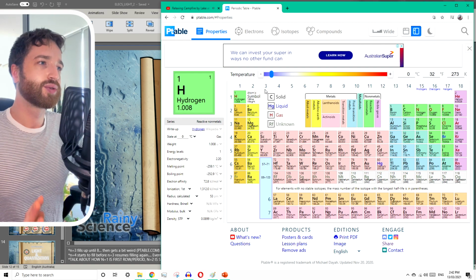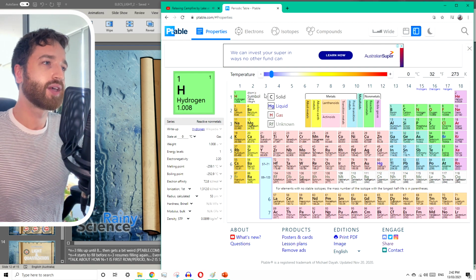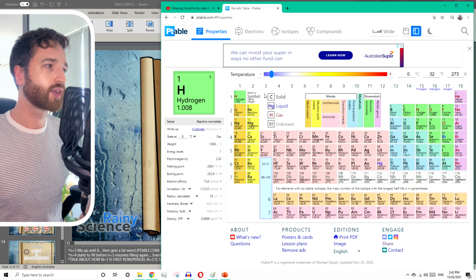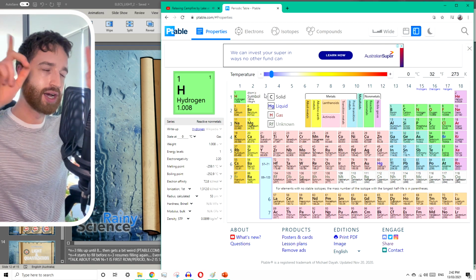So the reason n equals 3 and above is so weird is because of the quantum model, and the distances between these orbits and stuff.